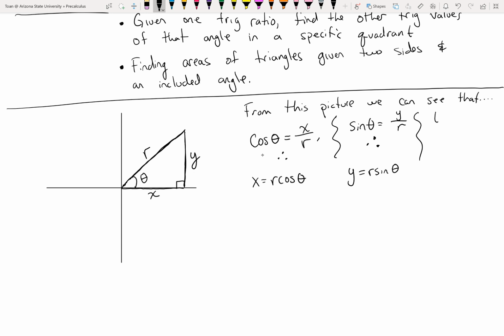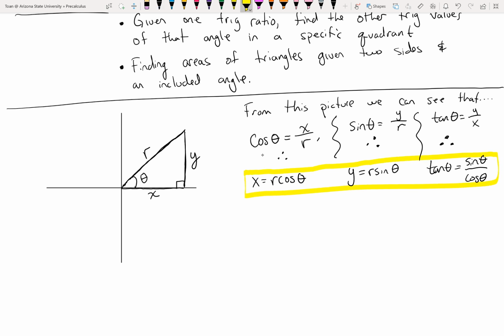And then if I were to do tangent of theta, I can see it's y over x. And previously, we've already solved for y, and we've already solved for x, right? This is what x equals, this is what y equals. So if I were to substitute it into those two pieces there, you get r sine theta divided by r cosine theta. The r's would cancel out, so you get tangent of theta equals sine of theta over cosine of theta. So these are important relationships to know.